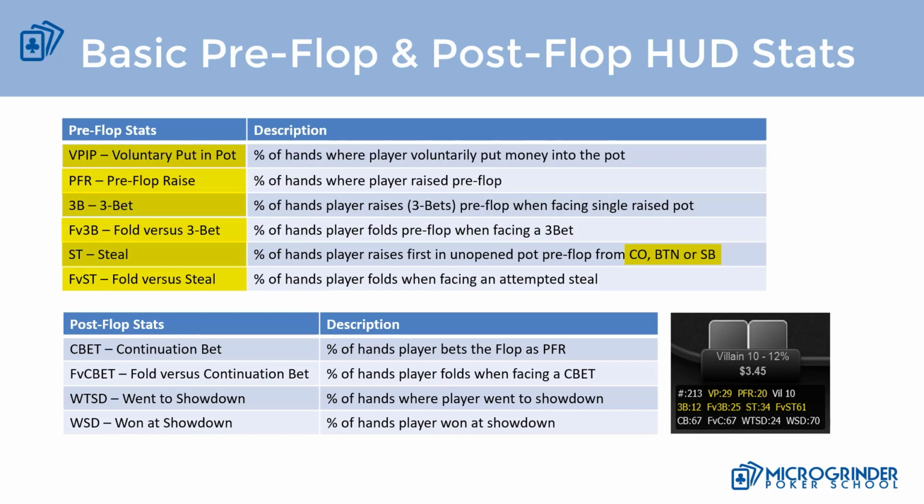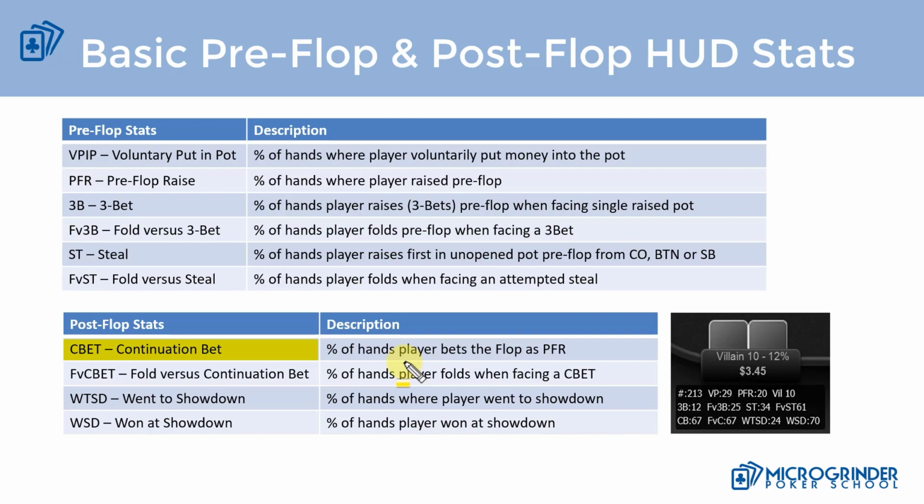Let me go ahead and get rid of all the highlighting, and now let's take a look at our basic post-flop stats. So we have our C-bet stat, which is our continuation bet. So what is a continuation bet? Well, a continuation bet is where somebody raises pre-flop, and then they follow up on the flop with a continuation bet.